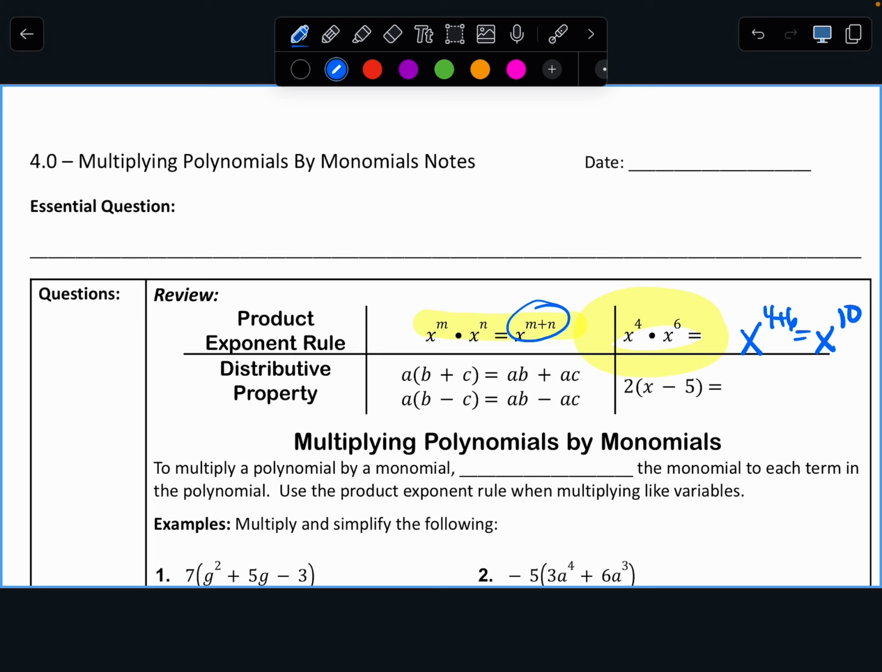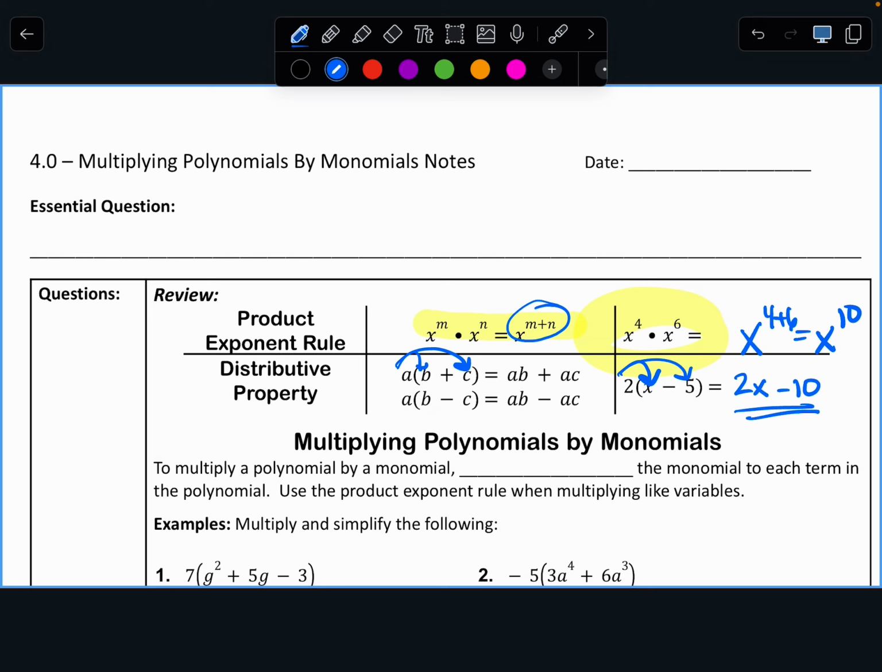That's all we're doing, and then we're remembering the distributive property, where you draw your little arrows to show that you multiply both things. So if I have 2 times x minus 5, that becomes 2 times x, and 2 times minus 5. So that's 2x, and then 2 times a negative 5 is negative 10. And then I can't combine terms because one has a variable and one does not. So we're just reviewing this.